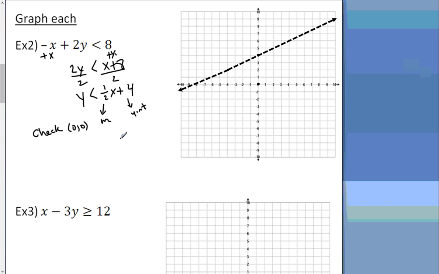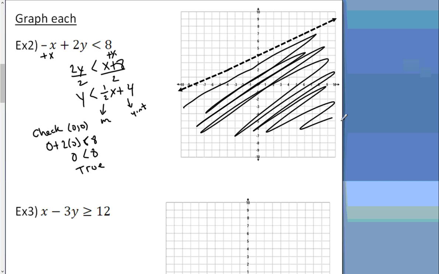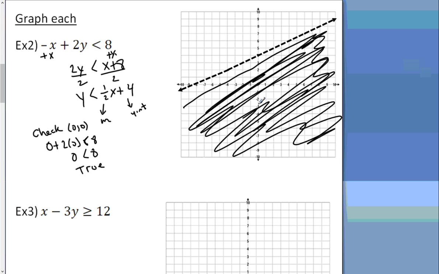Now, one of two things is going to happen. I'm going to check 0, 0, and it's going to be true, which means I shade down here, or it's going to be false, which means I shade up here. So let's check 0, 0. We have 0 plus 2 times 0. See how easy it is to work with 0? Is less than 8. 0 plus 0 is 0. Is 0 less than 8? That's true. That means I shade the 0, 0 side. So I'm going to shade down here, this whole bottom section. And that's much easier to do with your pencil.